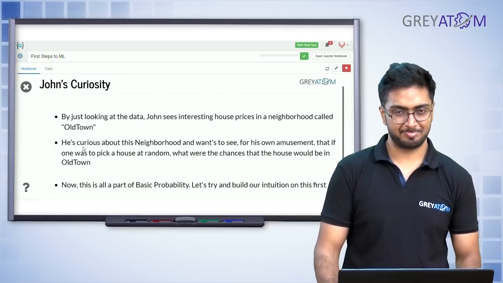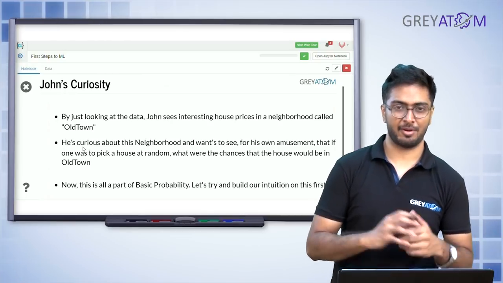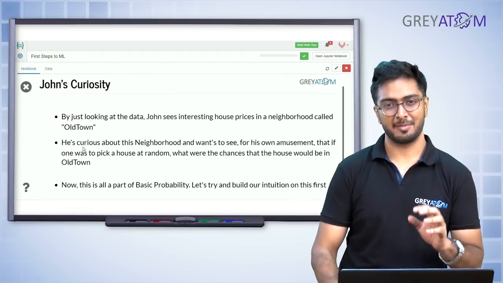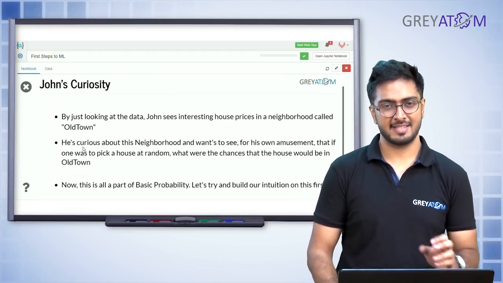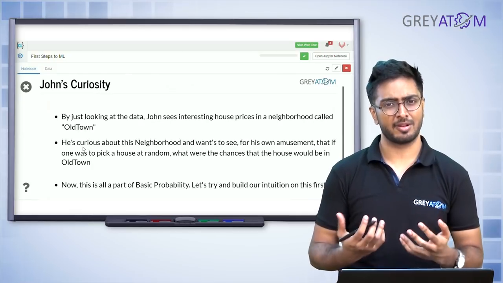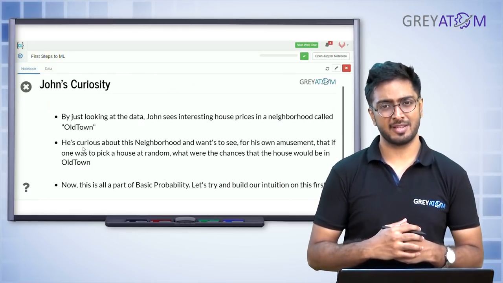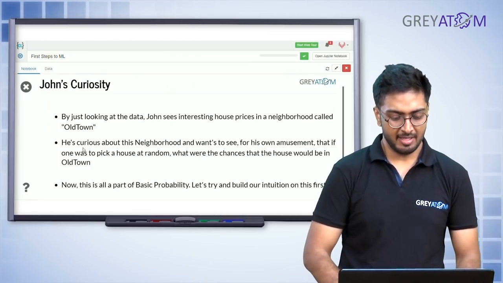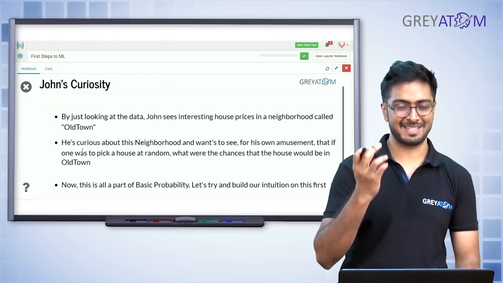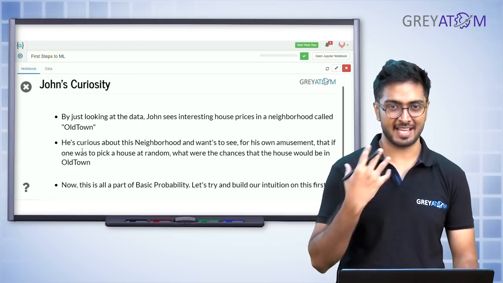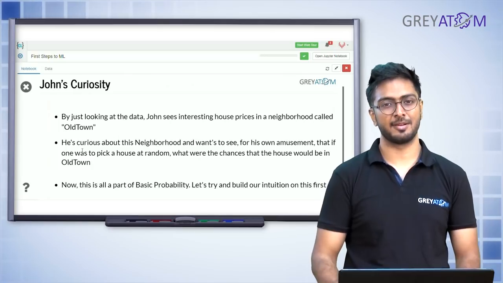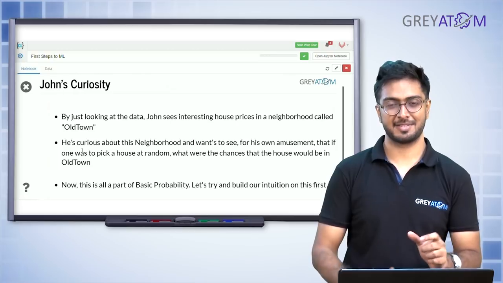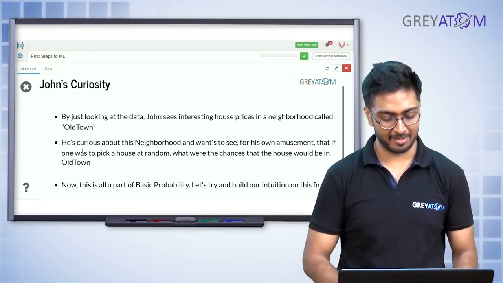So again, John is now curious about the different neighborhoods that he can find. John is curious about finding a house, and he comes across a particular neighborhood called Old Town. So now he's curious: what are the chances that he might end up in this particular neighborhood? This word, chance, is the precursor to every concept in probability.